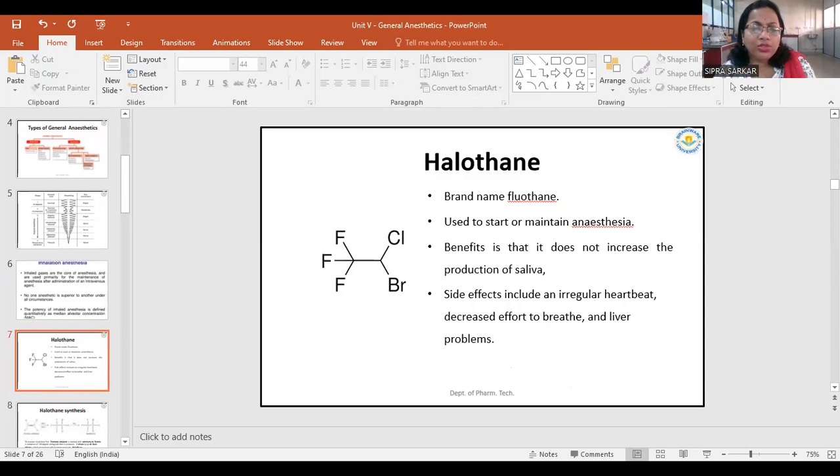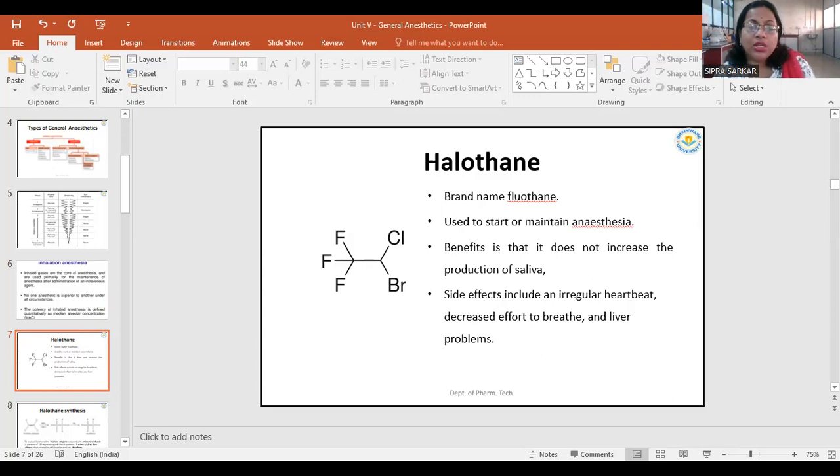Coming to the halothane drug, the brand name is Fluothane, where the trifluoro group is there. It is used to start or maintain anesthesia. Sometimes it will be injected or will help the patient produce anesthesia, and it will be maintained for a short time. A benefit is that it does not increase the production of saliva. Sometimes in case of anesthetic problems, some saliva secretion is there, but it will not produce saliva.